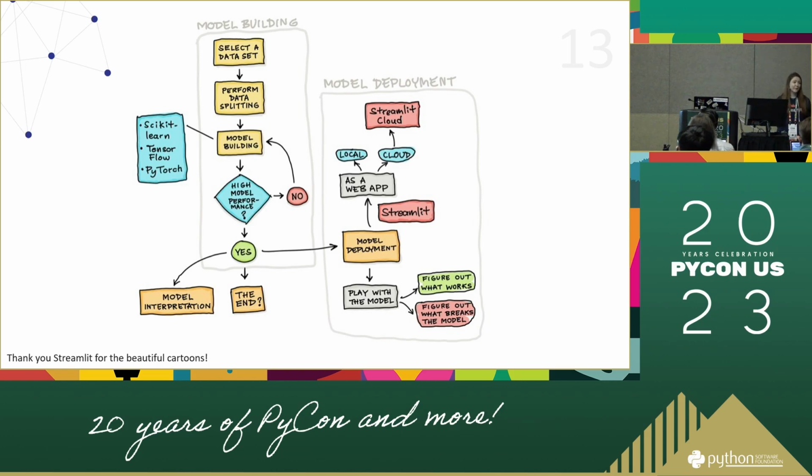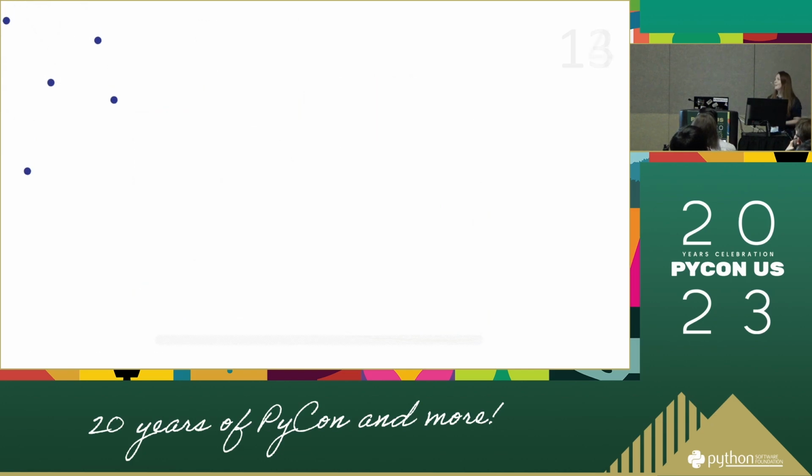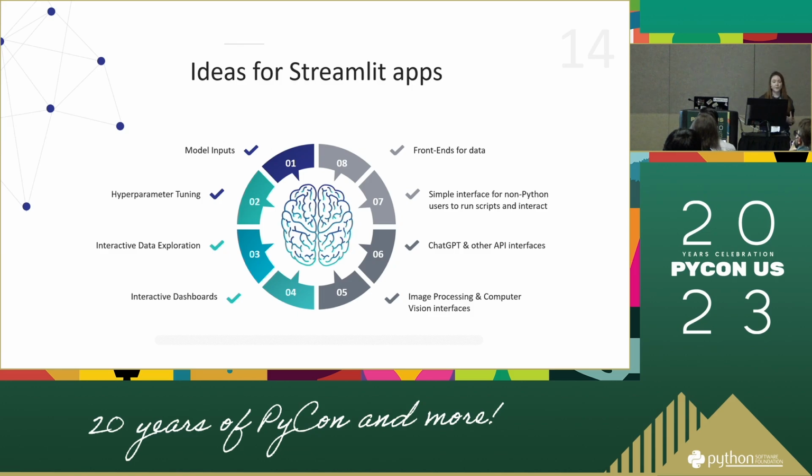Really, I just wanted to share with you the Streamlit beautiful cartoons. They have a whole bunch of these, and I really love them. But this is all about the model deployment stage. We can use Streamlit as a web app to really bring our models to life in that model deployment stage. One of our examples actually shows it happening in the model building stage as well. But a lot of it happens for model development. This isn't the only use for Streamlit, though. There are so many ways we can do it.